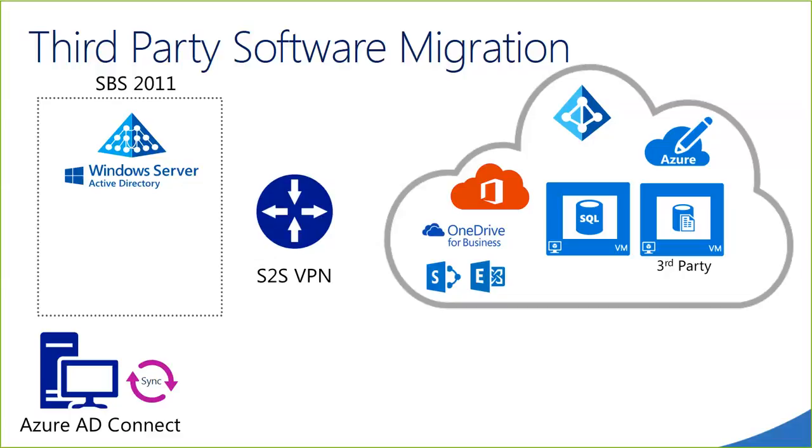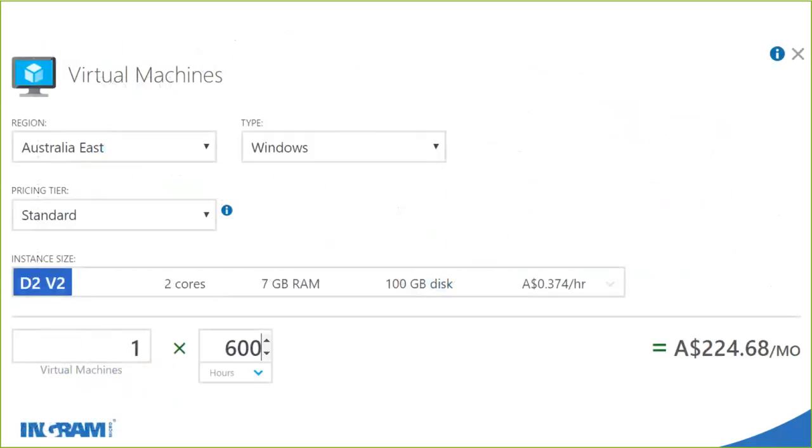So again, we're taking the SBS monolithic model and we're beginning to break these components out into Azure to work out how to get the most optimal result for these. Now, the example here is, again, I've got a D2 V2 machine to run our third-party app. But the difference here, and this is one of the advantages that Azure does bring to the fold, is the fact that we don't have to run it for the full amount 24/7. So in this case, I've selected 600 hours as a nominal example.